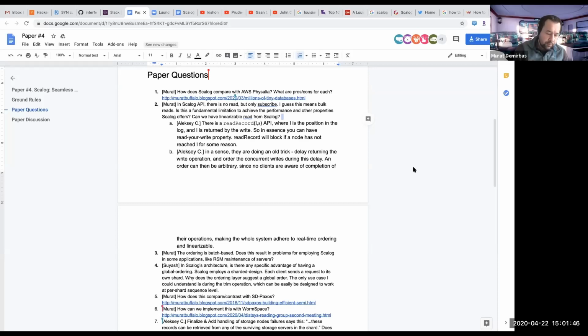Yeah, I think Scalog provides the global ordering as well, and that's also a topic that we can discuss. How useful could that be? It's useful for some applications, but in AWS Physalia, it was definitely disaggregated. I mean, those are disjoint chain replication instances.